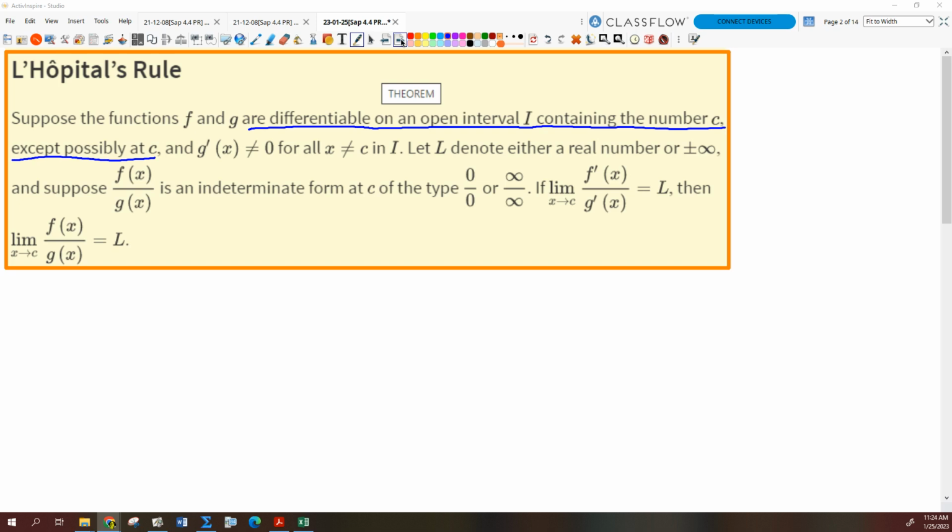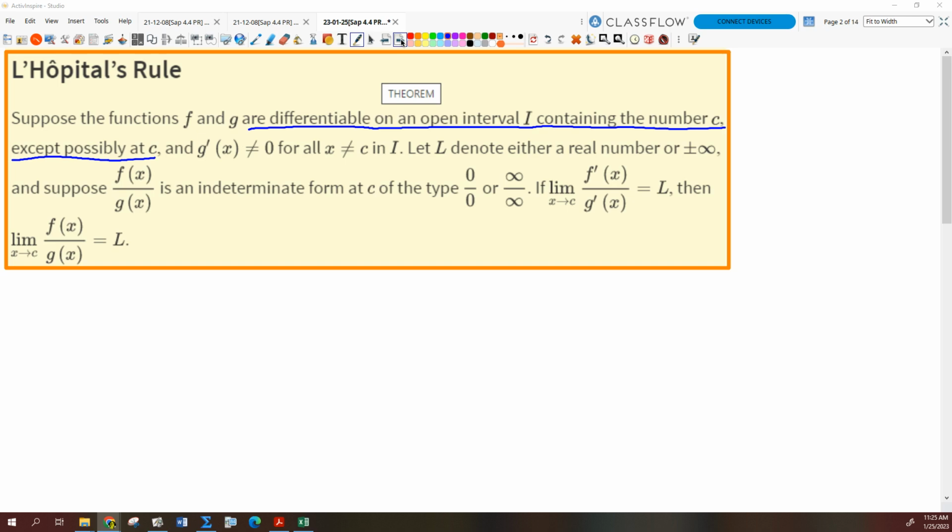When we try to evaluate the limit of f of x over g of x, I'm going to try to directly evaluate this limit, which means I'm just going to plug in values, right? I'm going to plug c into both of those. If I do that and I get indeterminate forms that look like 0 divided by 0 or infinity divided by infinity.